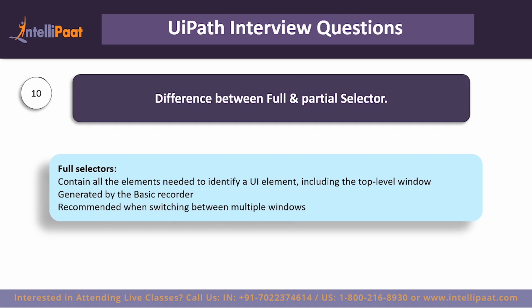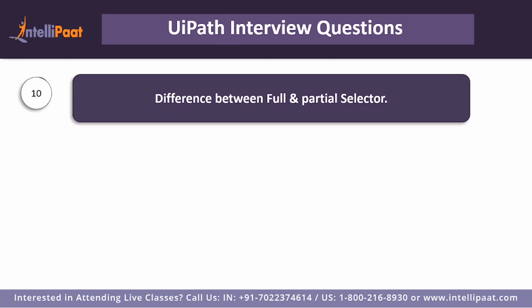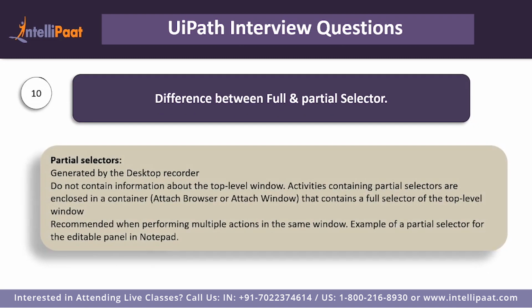switching between multiple windows in your automation. So let's say if you are switching multiple tabs one after the other, in that case, you need to use full selectors because it will give you the entire information containing to identify a particular UI element. But let's say if you are not switching in between a lot of different things, right? You're using similar tabs. So what you can do in that?